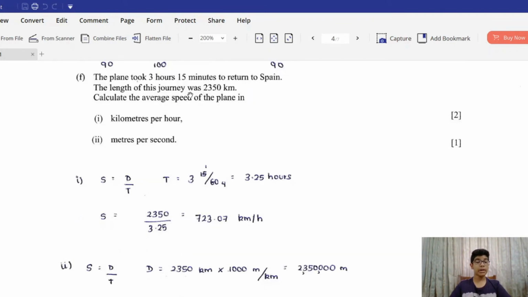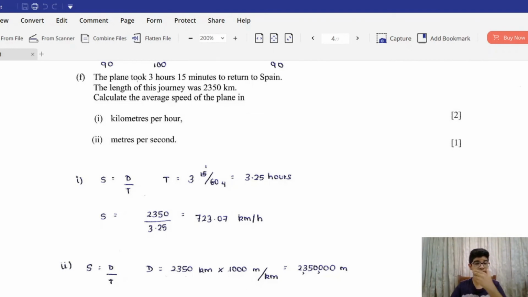Okay, part F. The plane took 3 hours 15 minutes to return to Spain. The length of this journey was 2,350 kilometers. Calculate the average speed of the plane in Roman 1 kilometers per hour, Roman 2 meters per second. Speed is represented by the formula distance over time.